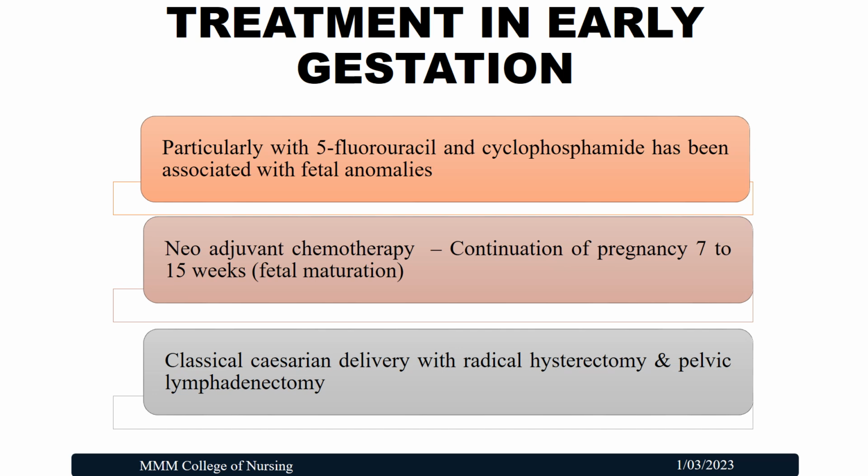Neoadjuvant chemotherapy, continuation of pregnancy at 7 to 15 weeks. That is, during the time of fetal maturation, you can go for neoadjuvant chemotherapy. And classical cesarean section with radical hysterectomy and pelvic lymphadenectomy can be done; these all come under the early gestation.